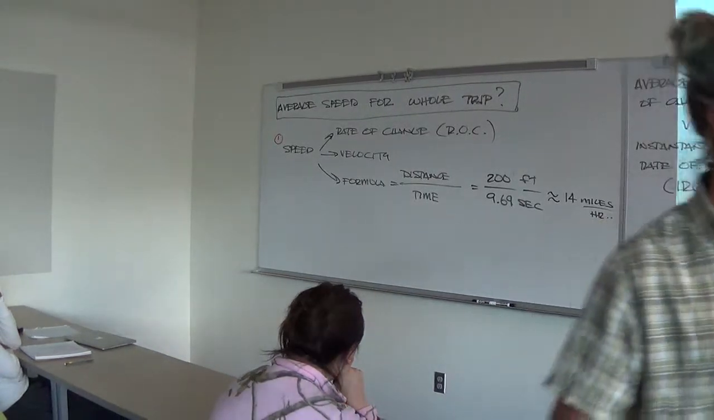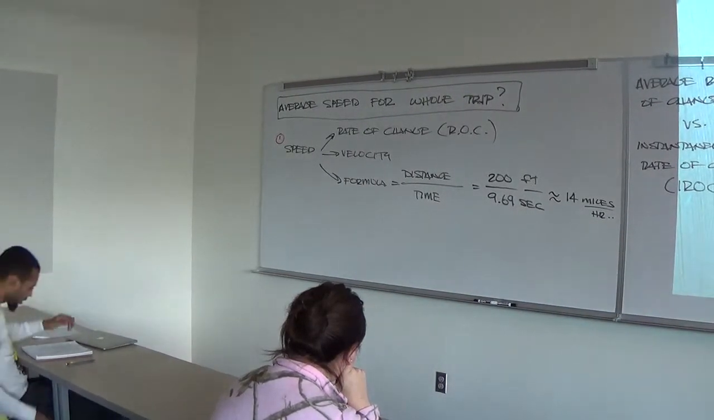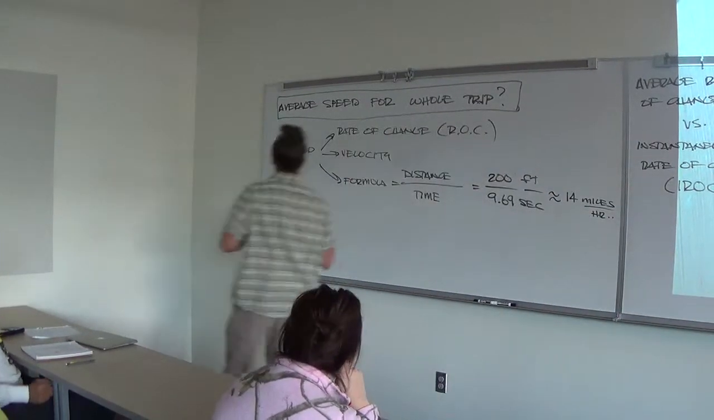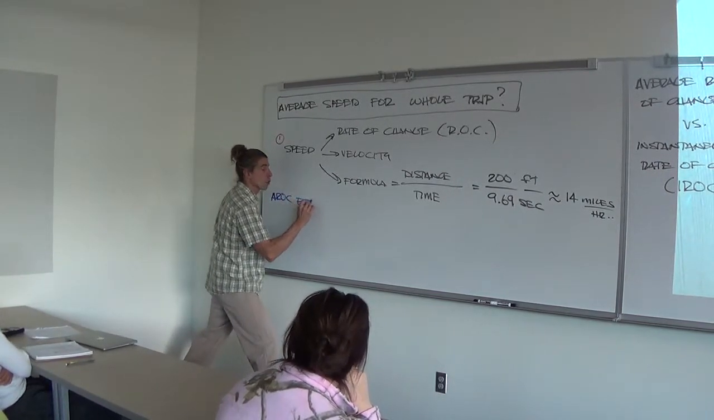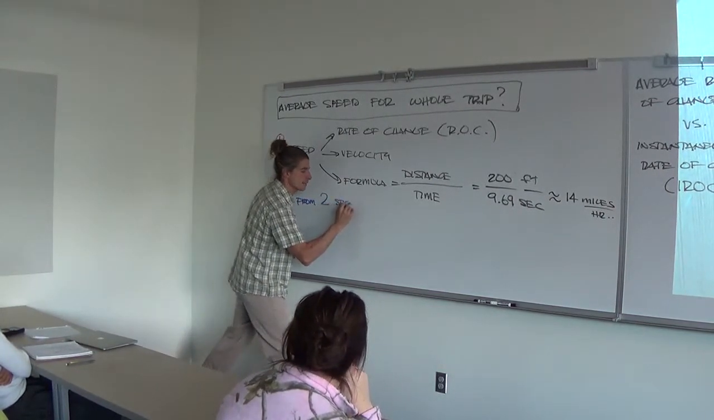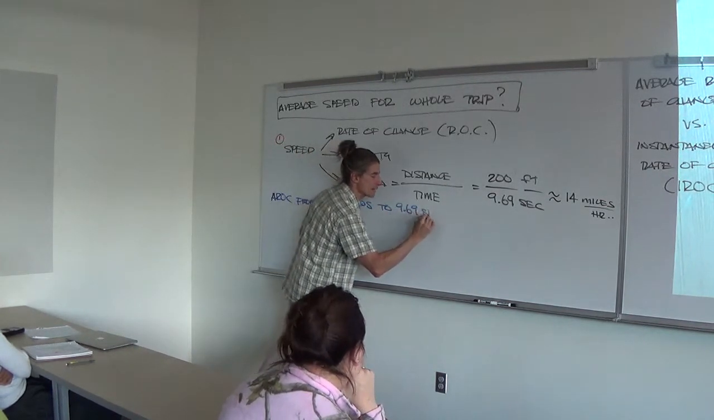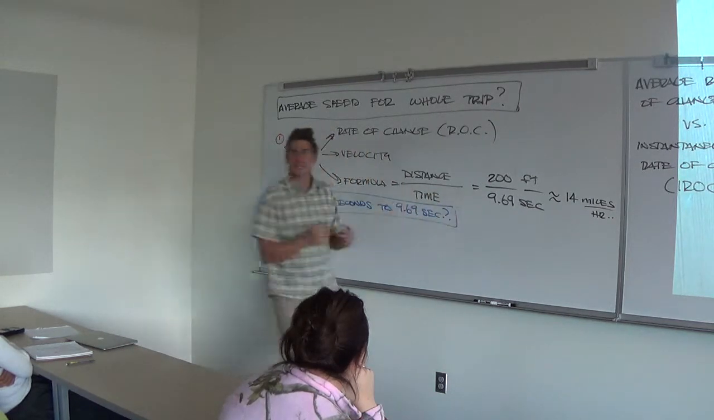2 seconds up to 9.69 seconds. What was my average rate of change then? Let's make this blue. What's my average rate of change from 2 seconds to 9.69 seconds? Now, please realize, friends, why I'm using 9.69 again.